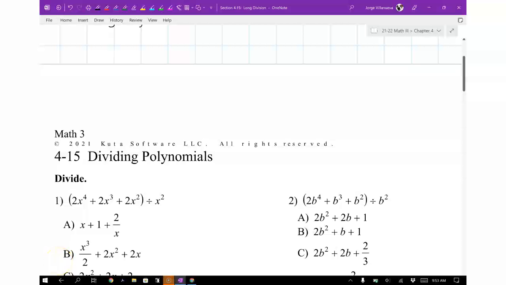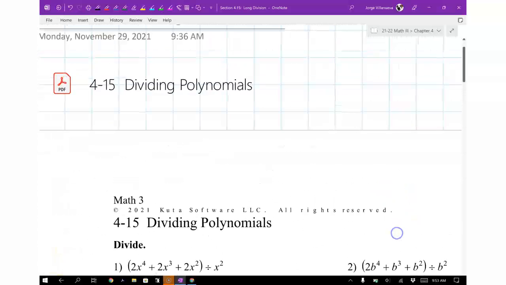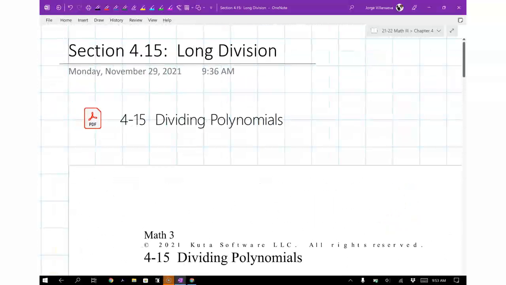All right, so section 4.15, like I said, they call it dividing polynomials. Some people will call it long division. It just kind of depends on who's teaching it. Like I said, dividing polynomials seems to make the most sense because we're not just going to do long division for all of these problems. Some of them, it's just division.